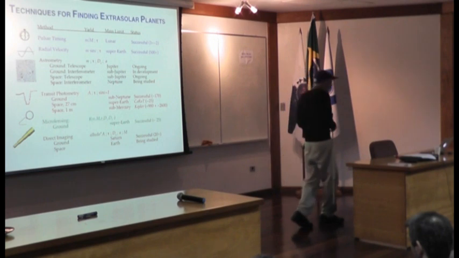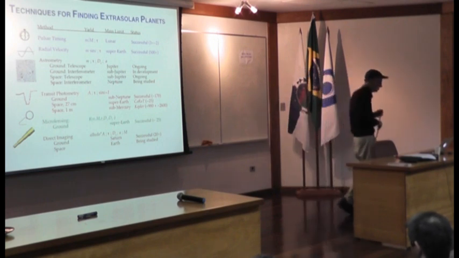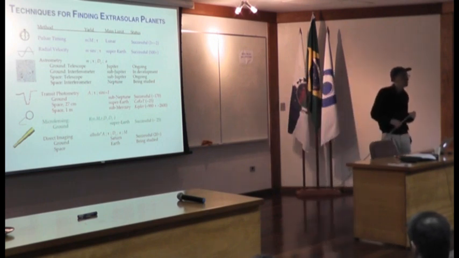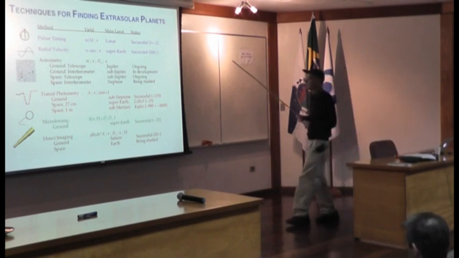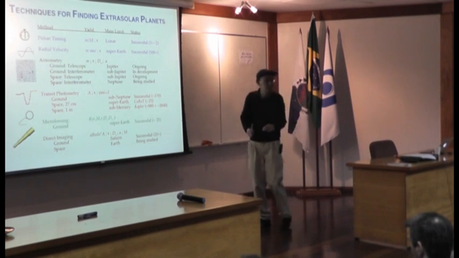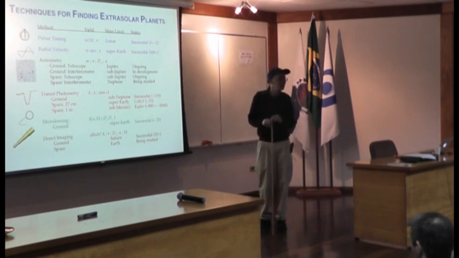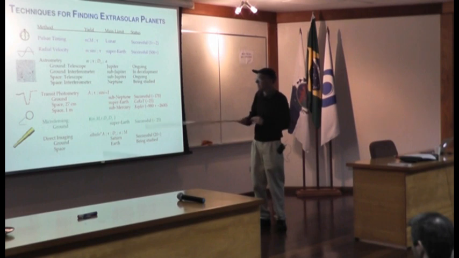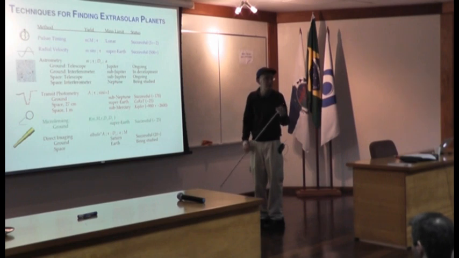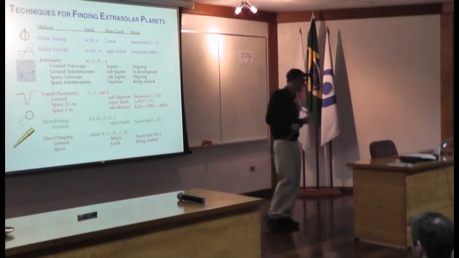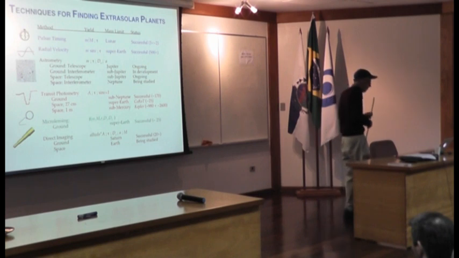But turns out most pulsars don't have planets. And there aren't that many pulsars of this quality in terms of clocks so that we can detect such small planets. So a few have been found around other pulsars, but there are much bigger planets. Then there's radial velocity.